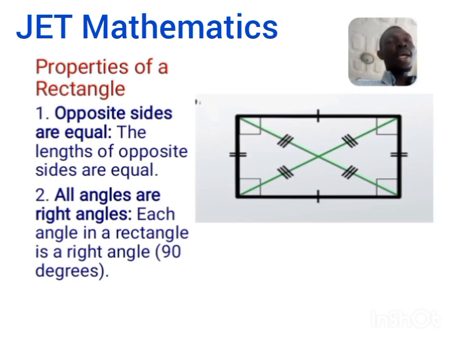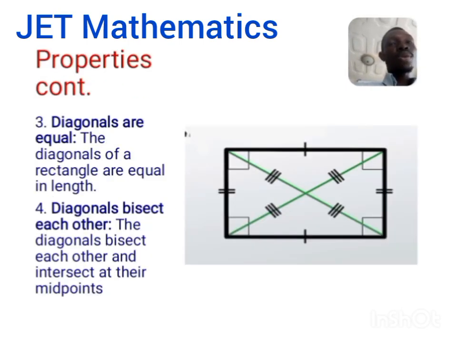Then we also look at the angles. Each angle of a rectangle is 90 degrees. It's a rectangle. You see the four squares inside the rectangle. Those four squares indicate that the angles are right angles. So all angles in a rectangle are 90 degrees. They are all right angles.